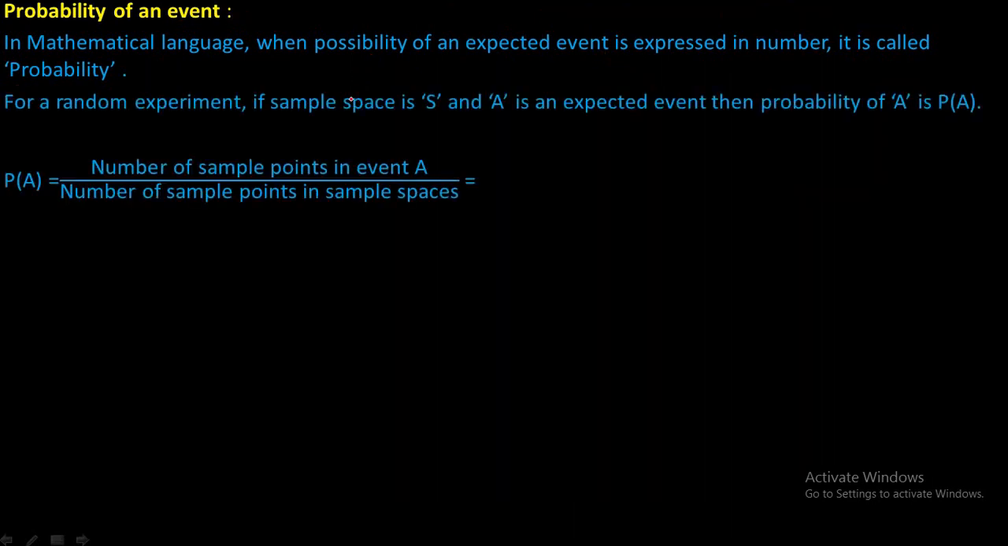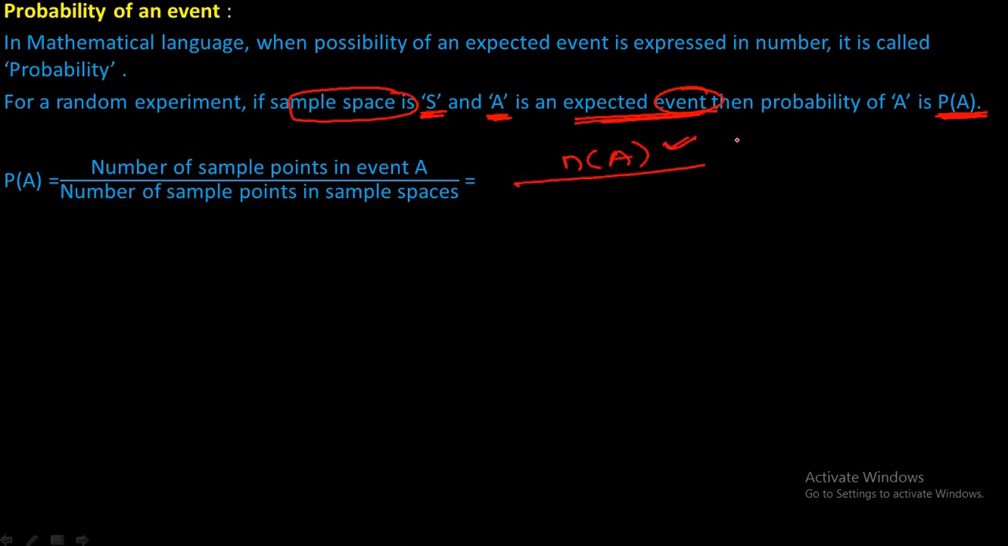I hope you understood. For a random experiment, A is an expected event. Already we have given the concept of event and sample space. Then the probability of A, P of A, is equal to the number of sample points in event A, that is N of A, divided by the number of sample points in the sample space, N of S. We find N of A by applying the condition, as we already discussed. So this is the formula for the probability of event A.